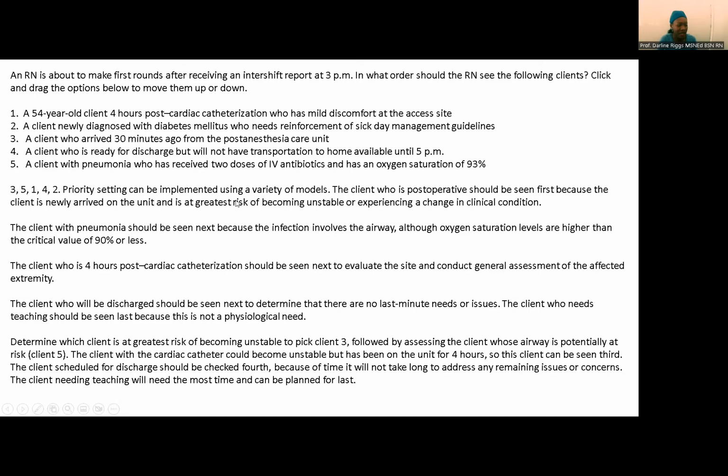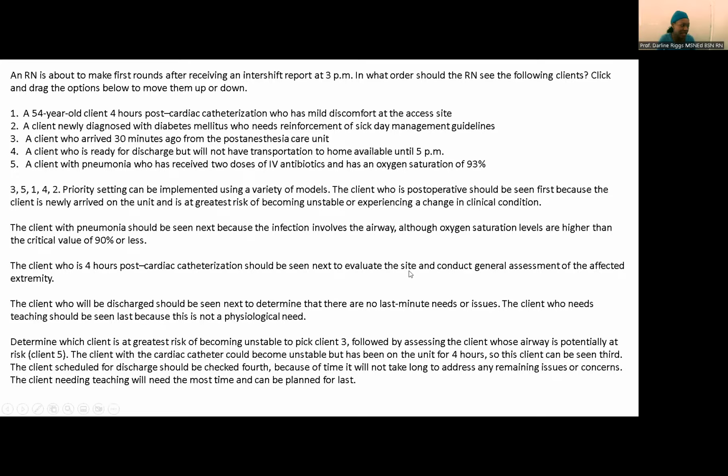So priority setting can be implemented in a variety of ways. So the best thing you can do with these questions is practice, and I have a ton of them for you. So the post-op client needs to be seen first because they're newly to the unit. You haven't assessed them. We want to make sure they're not coding on you. The pneumonia one would be next because of the airway. That we're not too worried about, but still, that's your next client because the others don't take priority over that client. The post-cardiac cath client would be next.